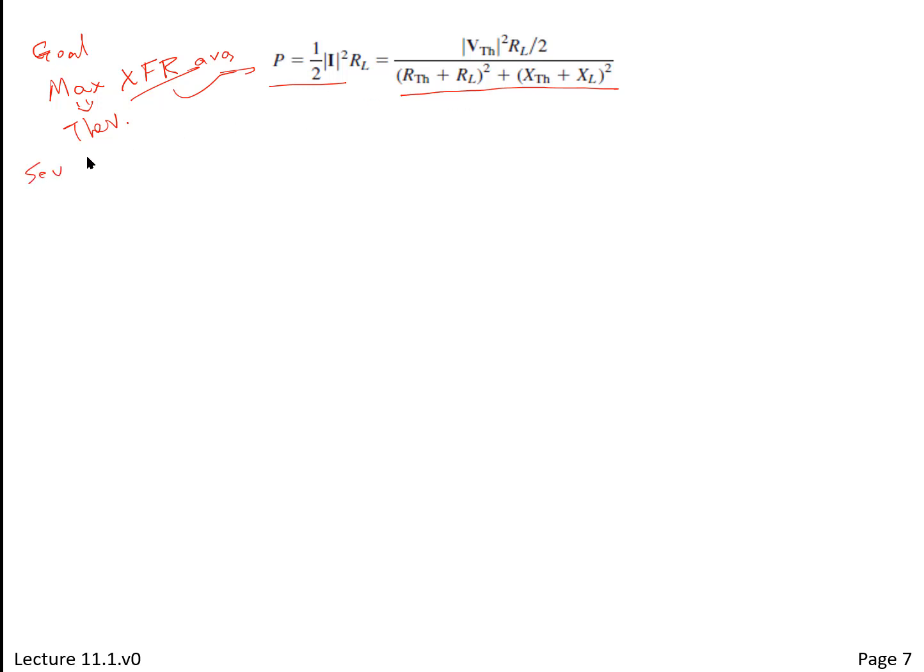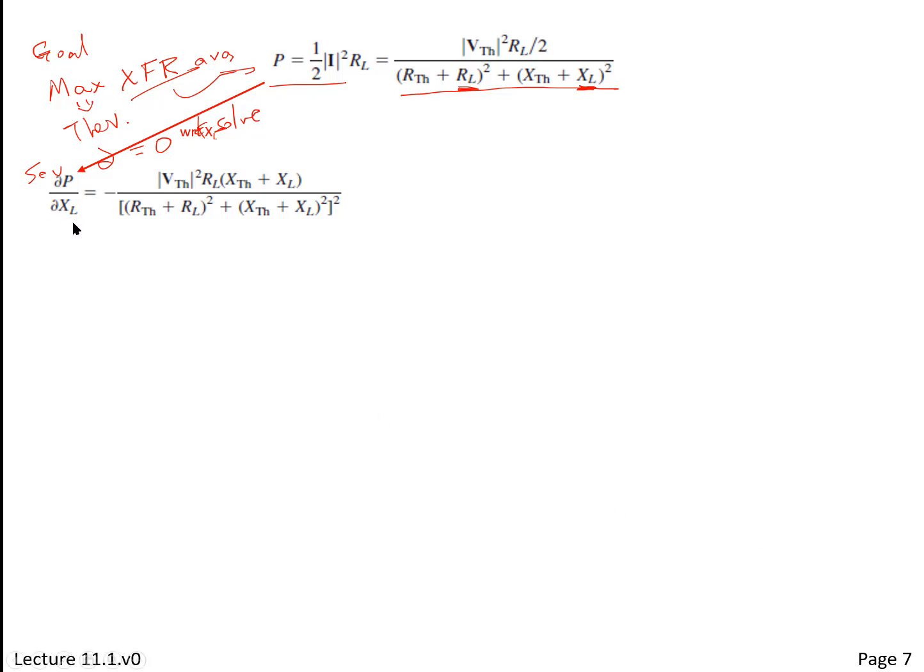We set partials equal to 0 and solve. Okay. We have two problems. We've got to solve for a real part of the load and a reactive part of the load. So let me do those in two parts. We take the partial with respect to the reactive part of the load.